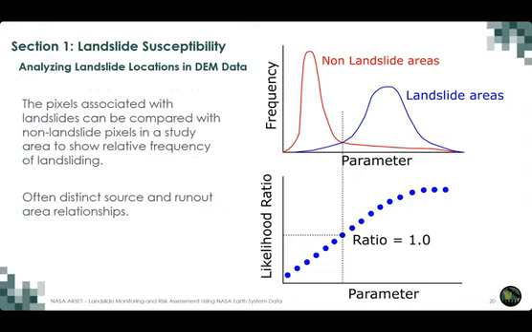For a given parameter, we can build this kind of estimate of a ratio for these two different sources of information. One of the reasons we do this is because we can compare the pixels associated with where a landslide has occurred, so the source area, but also the locations, the pixels associated with a landslide runout. And that allows us to compare two different distributions of landslide pixels, both the source and the runout areas. And so why does this matter?